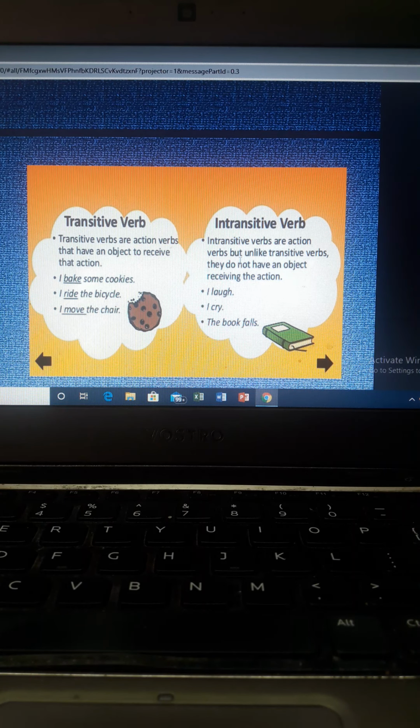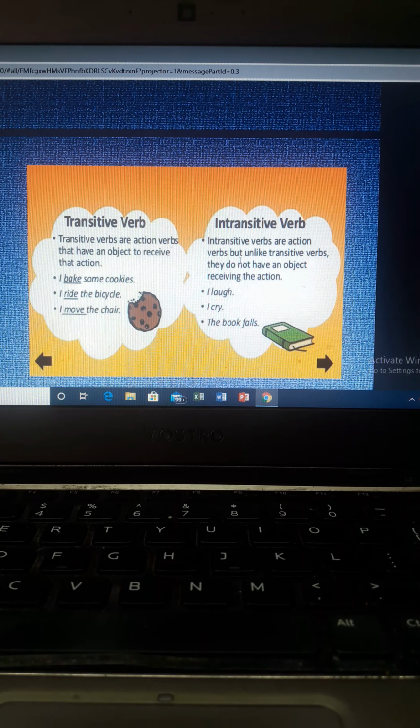Transitive verbs are action verbs, right? Intransitive verbs are also action verbs. Then what is the difference between the two? Transitive verbs are action verbs which have an object to receive. And intransitive verbs are also action verbs, but they do not have an object to receive.